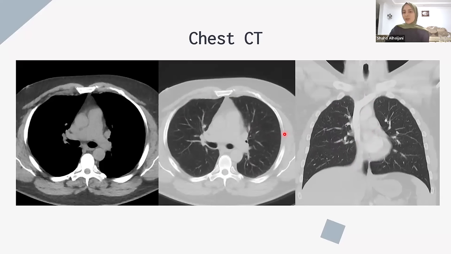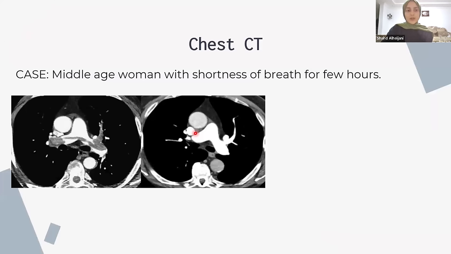So the difference between those is the plane. We said we have sagittal plane, we have axial plane, we have coronal plane. So this is just different planes, but both are the lung window. This one is the mediastinal window. So here, okay, chest CT.